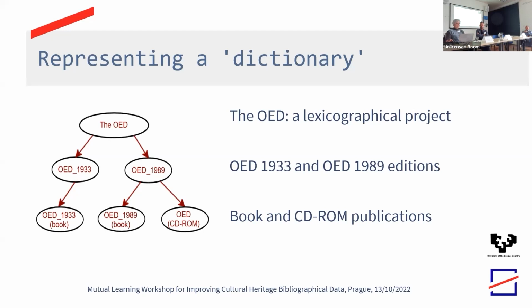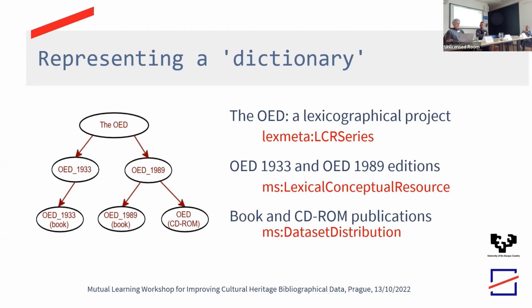So the lexicographical project in our catalog will be represented as an LCR series, the editions as lexical conceptual resources, and the publications as datasets distributions. Since in the model we already have the property subclass, this means that we can infer from the ontology that the OED project is also an FRBR work.